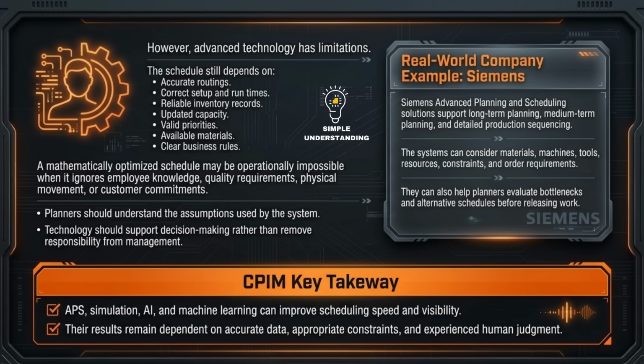CPIM key takeaway. APS, simulation, AI, and machine learning can improve scheduling speed and visibility. Their results remain dependent on accurate data, realistic constraints, and experienced human judgment.